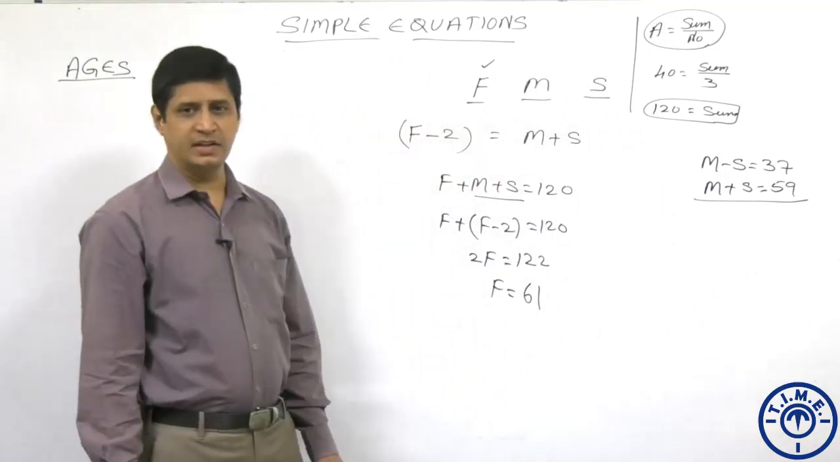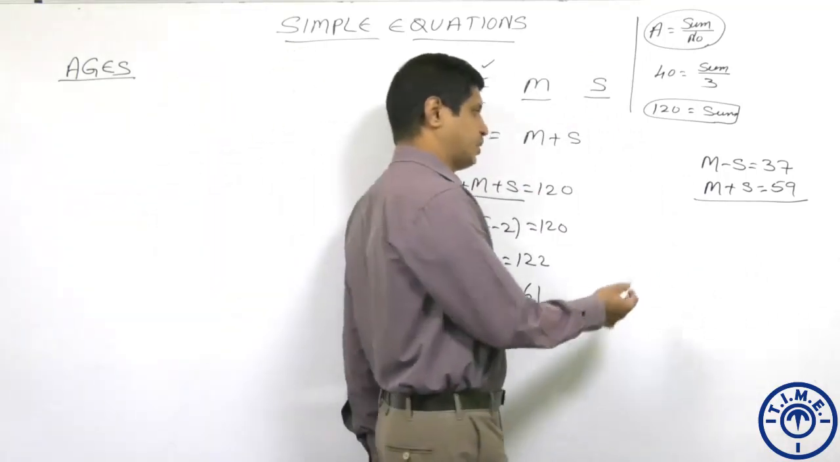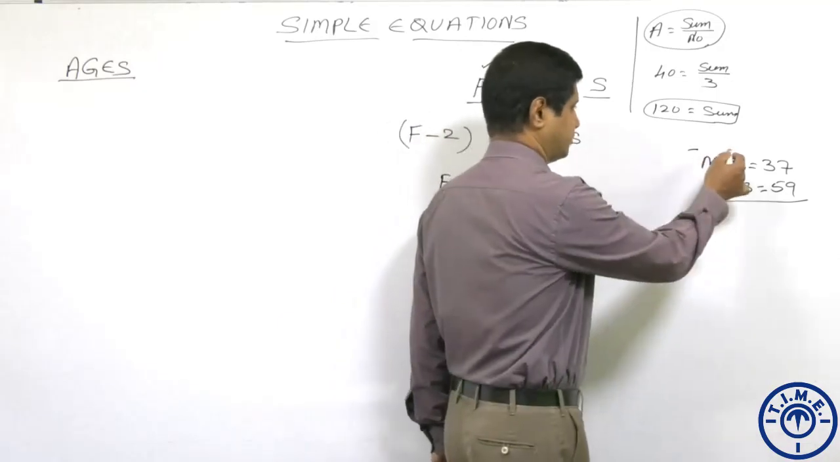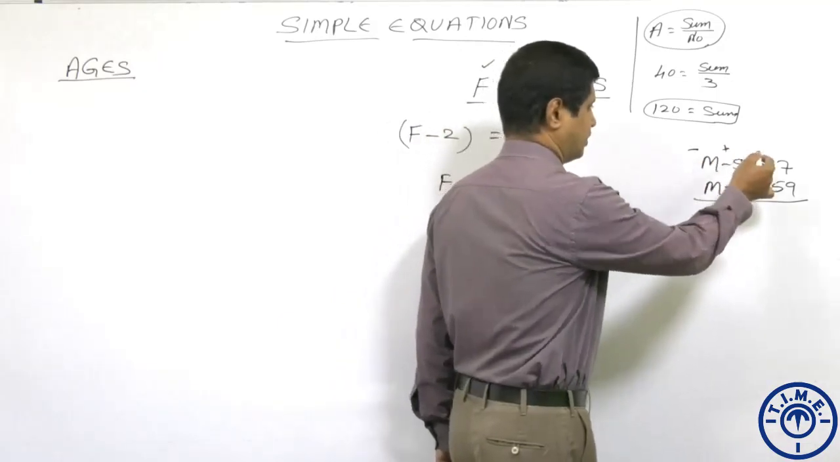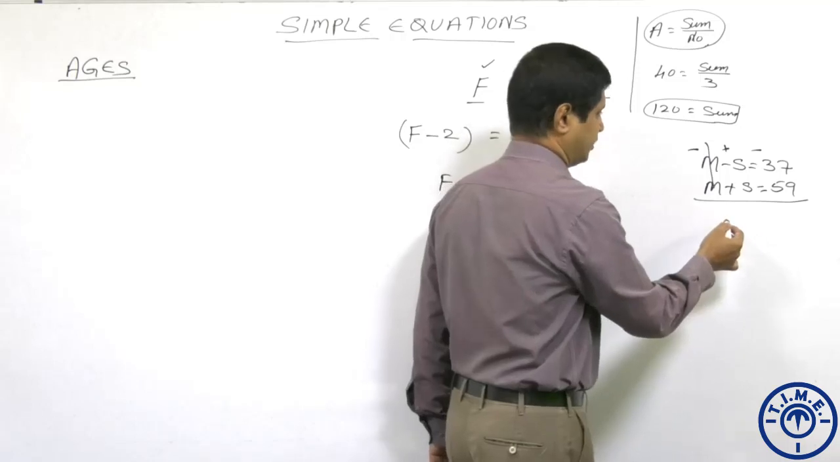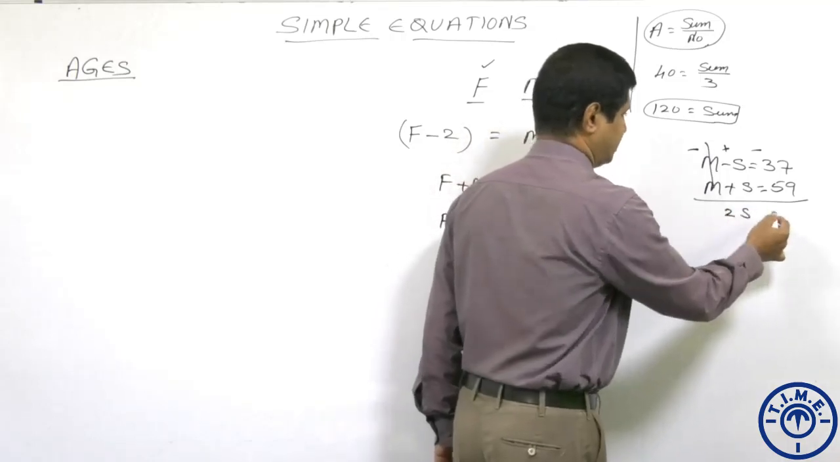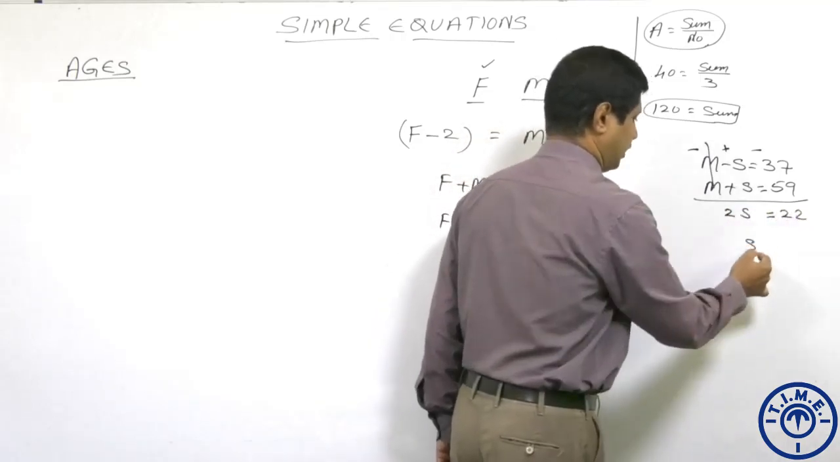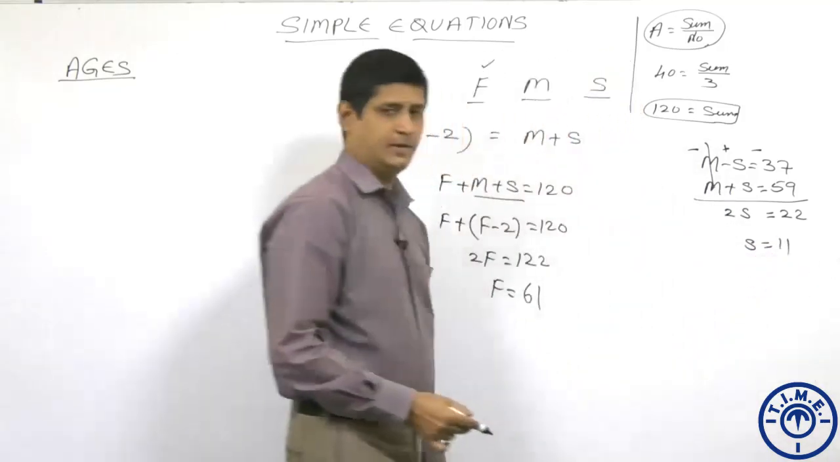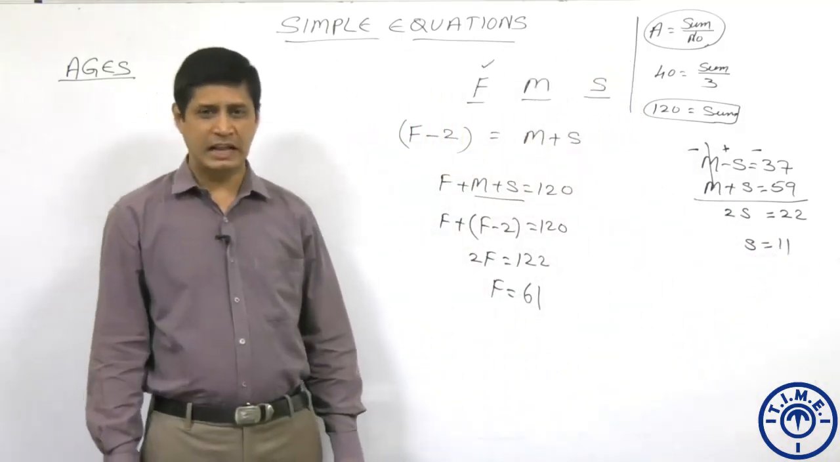Now just find the age of the son. When you subtract the first equation from the second, what is the result? Now the value of 2S is 22. The value of S is 11. Now the present age of the son is 11 years.